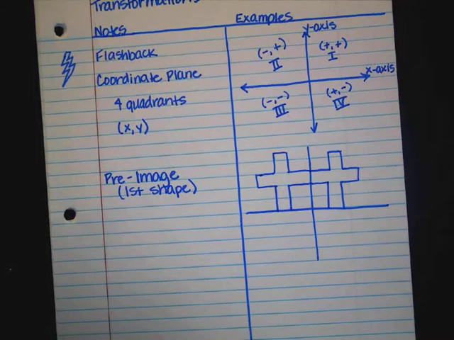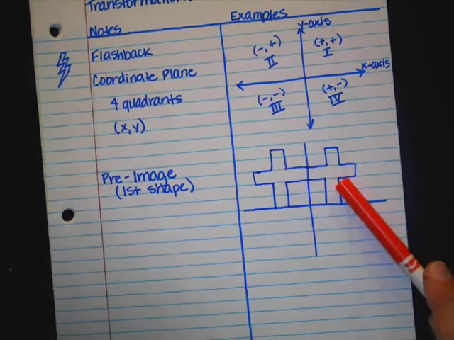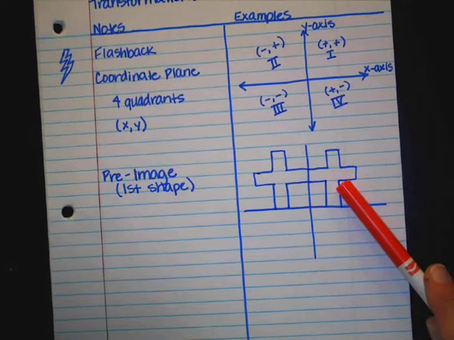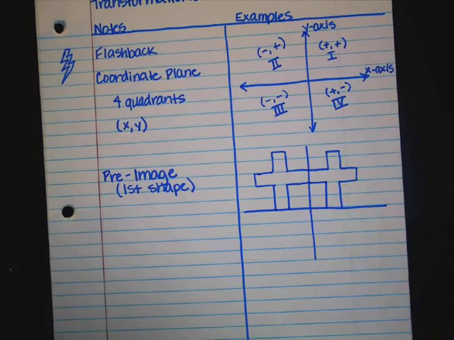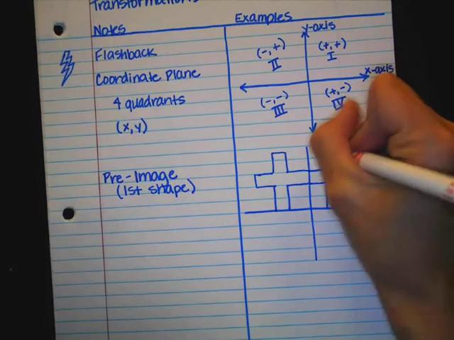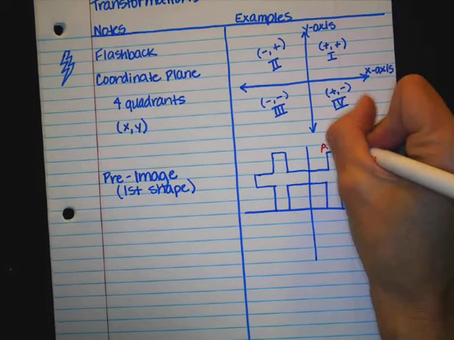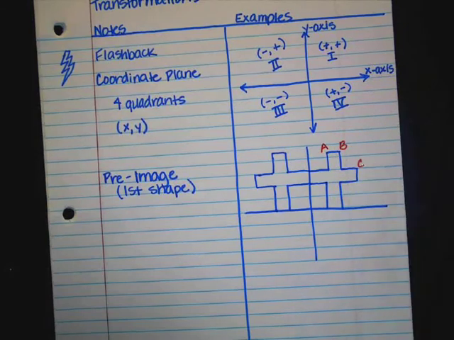Okay. Now, you all remember which one we drew first, right? We drew this guy first. Yeah. He is our pre-image. Unfortunately, he has a lot of points. I'm not going to label every point. I'm just going to label enough so you can kind of see what happens. I'm going to label this point here A, this one B, and that one C.